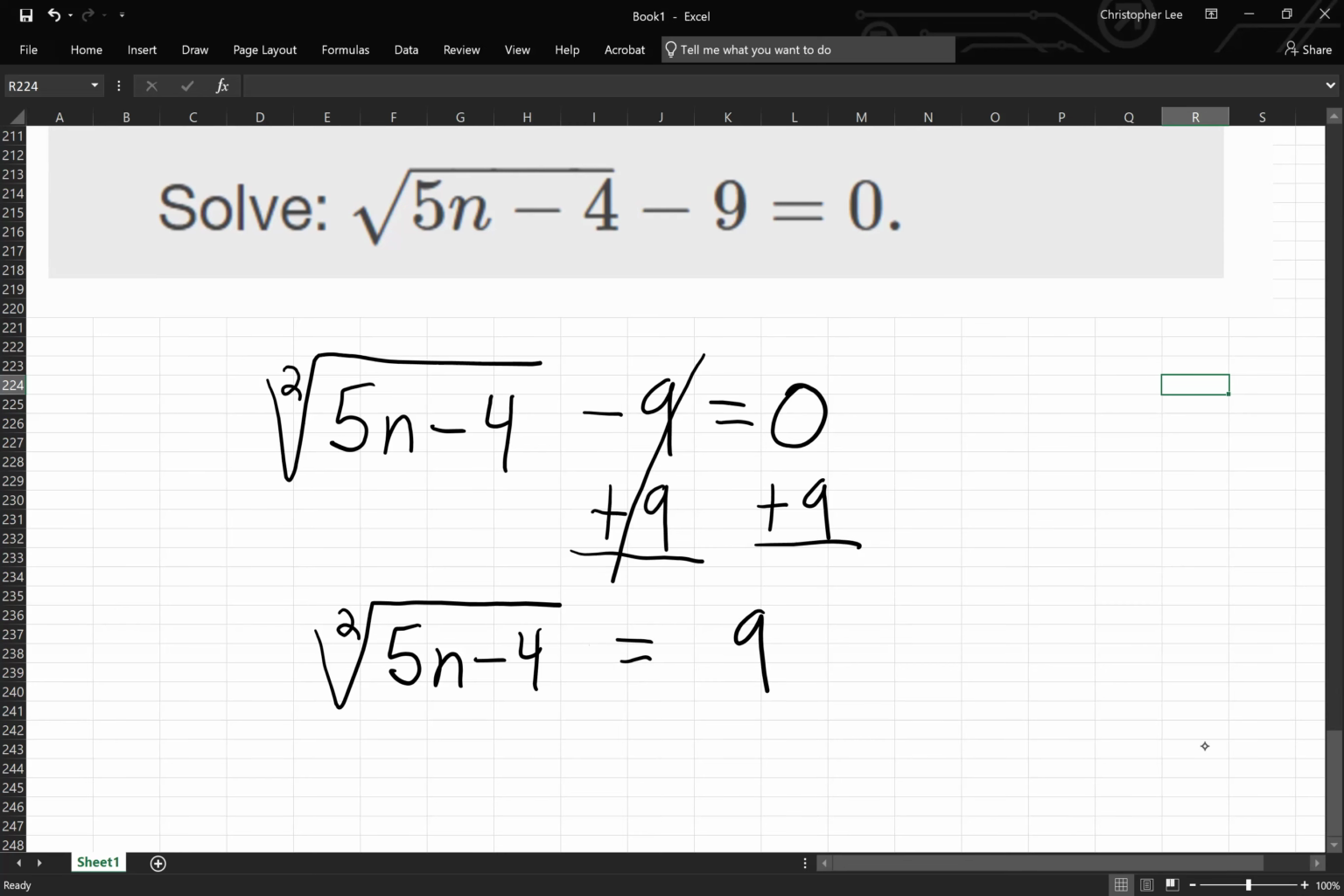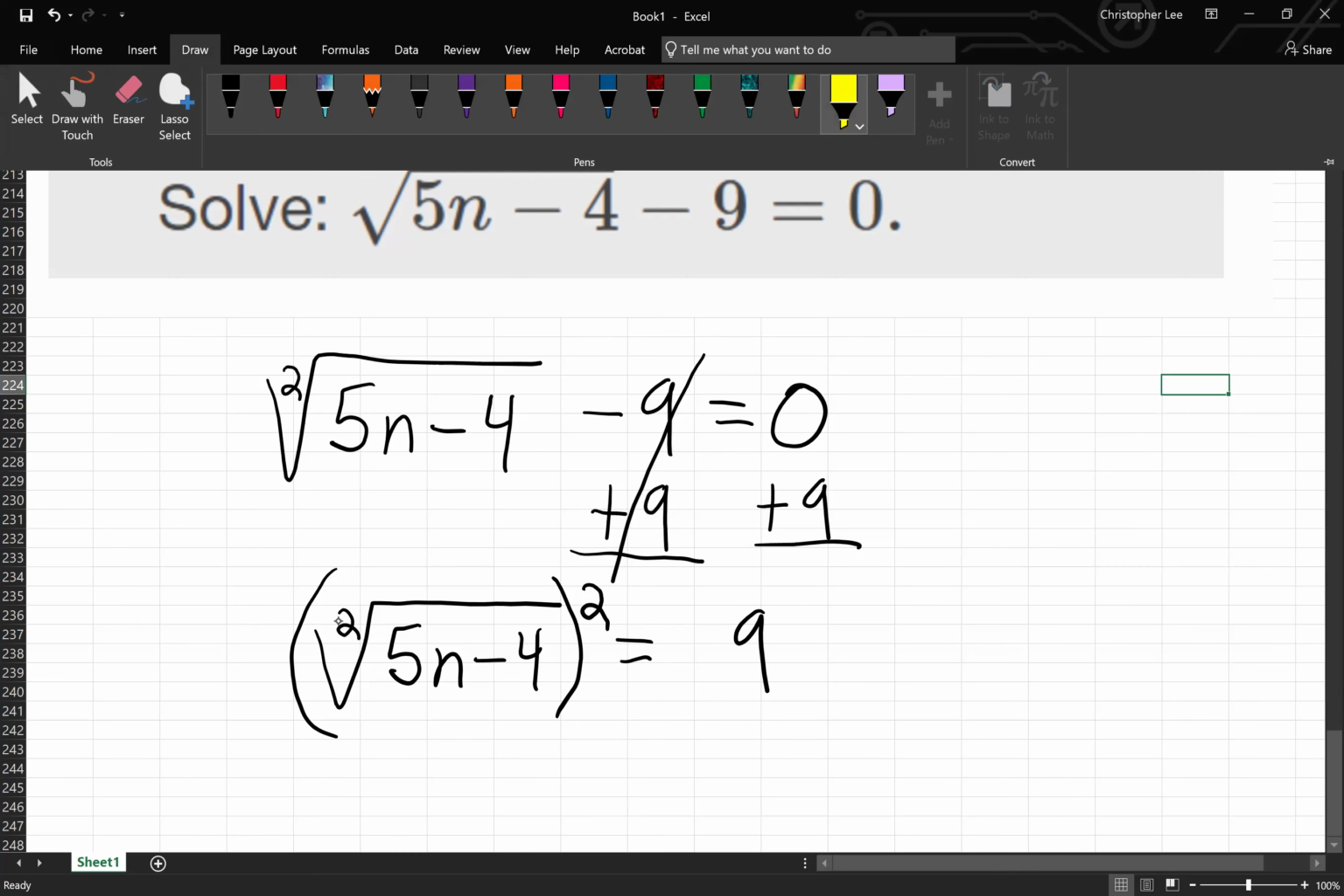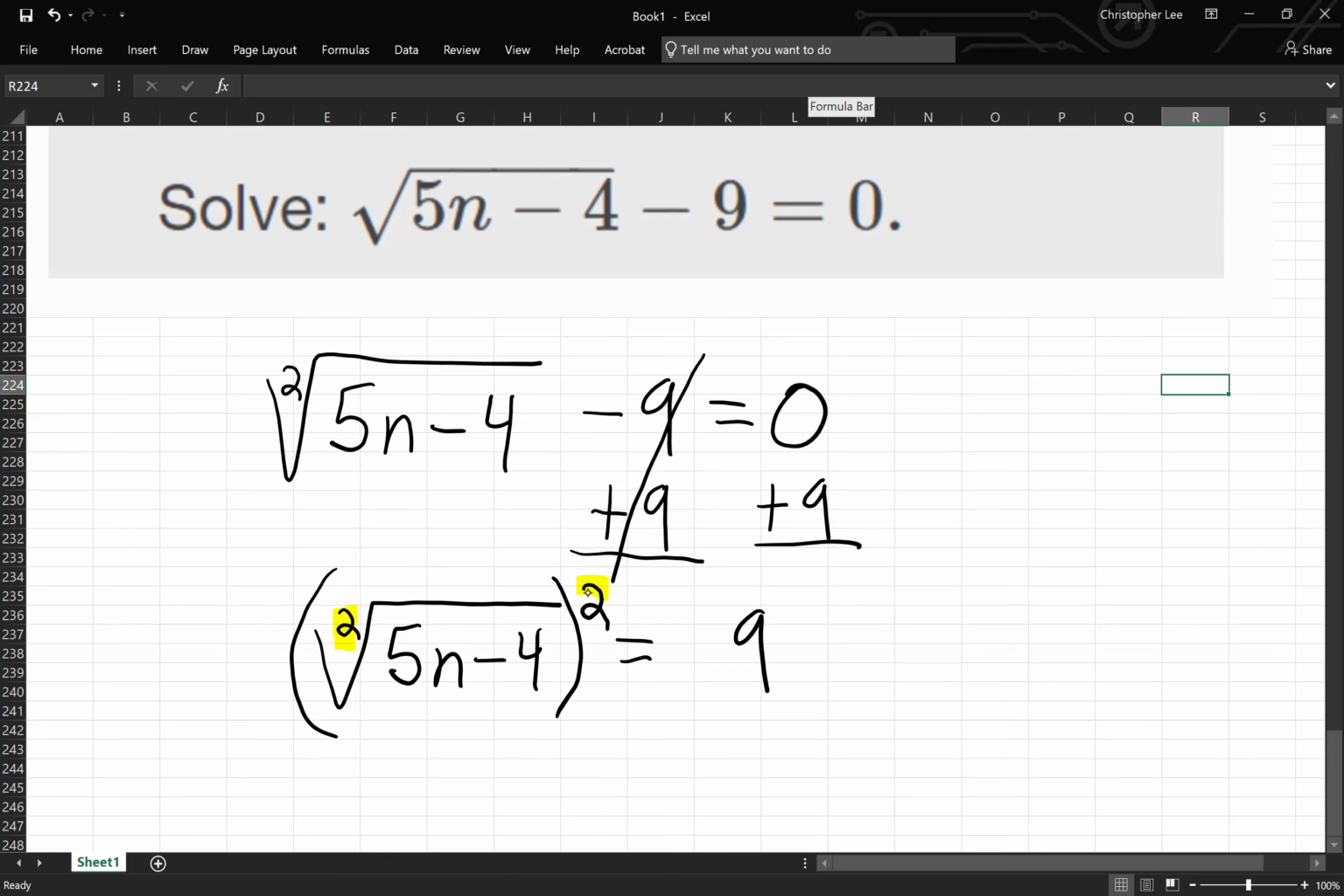Now, to get rid of the square root, I want to raise this entire term to the second power. Why the second power? Because the index is 2. If the index was 3, I would raise it to the third power. If the index was 4, the fourth power. So if you don't see a number there, just assume it's a 2. But if you do see a number there, like 3, 4, 5, 19, that's the power you raise it to.